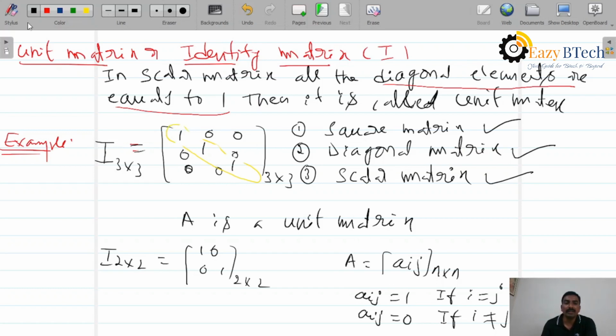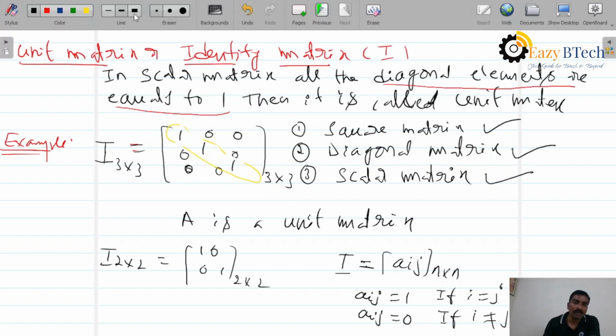Therefore, simply it is denoted by capital I. This is the capital I. So this is one more definition of the identity matrix. This is very important for you. Identity matrix capital I equals Aij, n by n. This is the square matrix. Here Aij equals 1 if i equals j, which means diagonal elements, and i is not equal to j means non-diagonal. All the diagonal elements are equal to 1 and all non-diagonal elements are equal to 0. This is one more definition of the identity matrix.